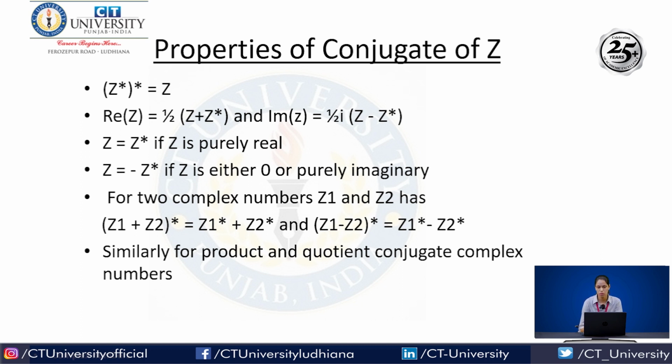My fifth point is that for two complex numbers z1 and z2, there are addition and subtraction properties, both in combination and individually. Taking the conjugate of z1 plus z2 as a whole, it becomes z1 conjugate plus z2 conjugate individually. Similarly for the negative part, the conjugate of z1 minus z2 equals z1 conjugate minus z2 conjugate. You can easily check this by taking z1 as a1 plus iota b1 and z2 as a2 plus iota b2, then adding and subtracting them, and the answer will be the same as given. It is similar for the product and the quotient of conjugate complex numbers.